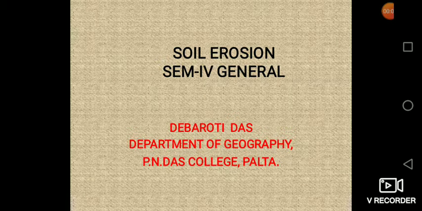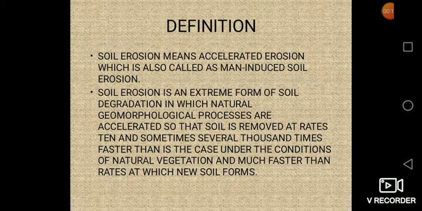Today I'll be talking on soil erosion, SEM 4. Soil erosion means accelerated erosion, which is also called man-induced soil erosion. Soil erosion is a soil degradation that occurs when the replenishment of new soil, or the new soil formation, is very much slower compared to the erosion of the soil.